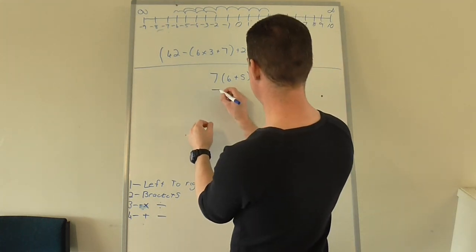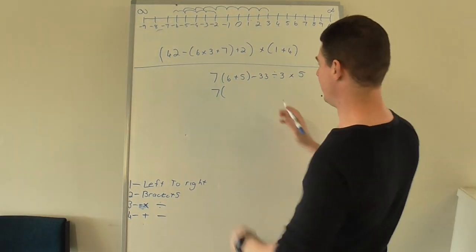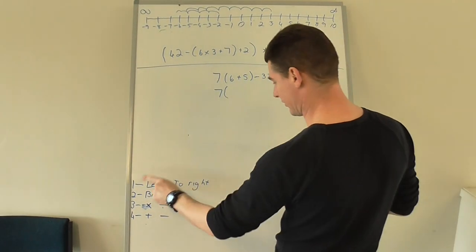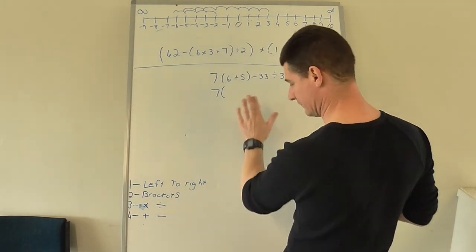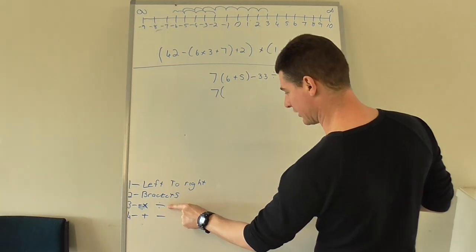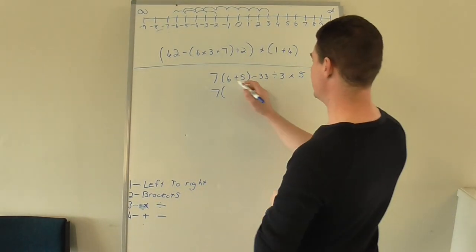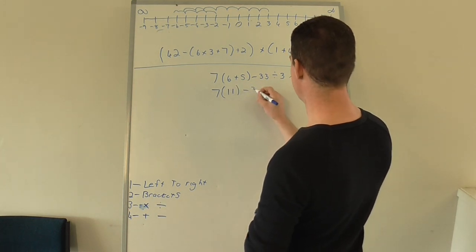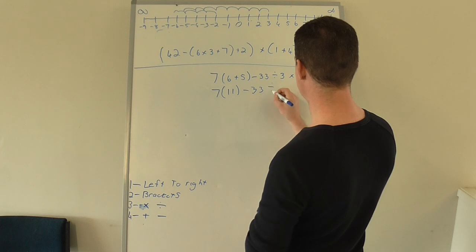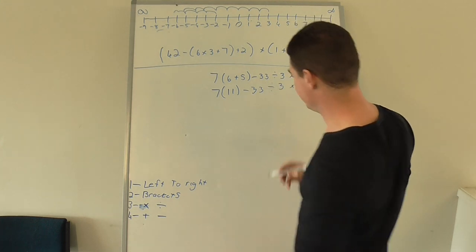So 7, and now in the bracket, 6 plus 5. Again we start left to right. Are there any more brackets? No. Are there any multiplication and divisions? No. Are there adding and subtracting? Yes. So 6 plus 5 is 11. Minus 33 divided by 3 times 5.